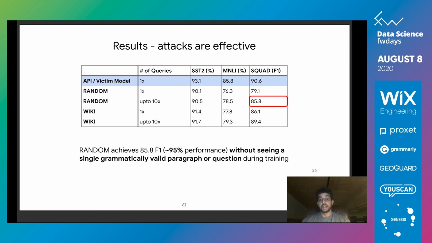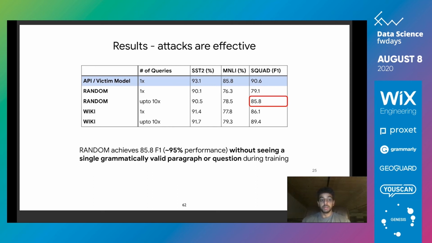So, it's not great, but it's significantly better than a model that, say, doesn't use BERT. So it's still a pretty good result for a stolen model. And it's even more impressive because it has not seen a single grammatically valid paragraph or a question during training.